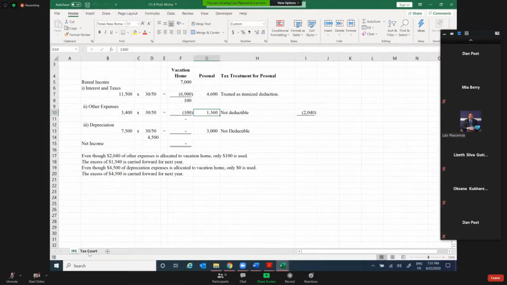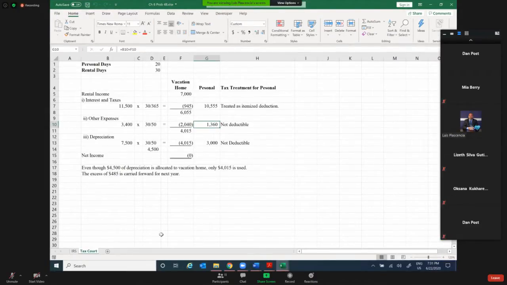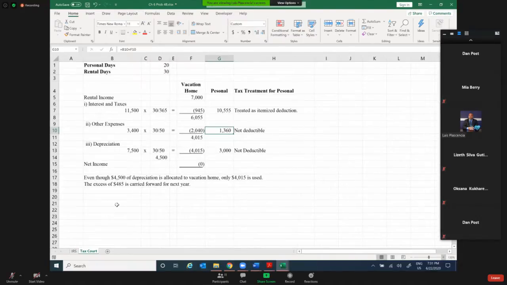All right, we're using the IRS method first, right? Can you guys see it? Again, this is on Brightspace. The solution is on Brightspace.